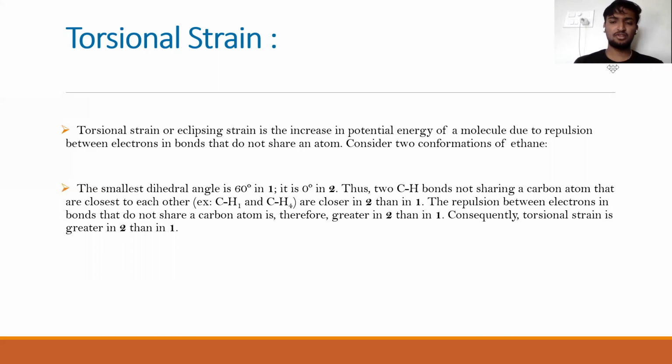Considering two conformations of atoms, the smallest dihedral angle is 60 degrees in one. It is 0 degrees in two. There are two CH bonds, not sharing carbon atoms, that are closest to each other. CH1 and CH4 are closer in two than in one. The repulsion between electrons in the bonds that do not share carbon atoms is therefore greater in two than in one. So torsional strain is greater in two than in one.